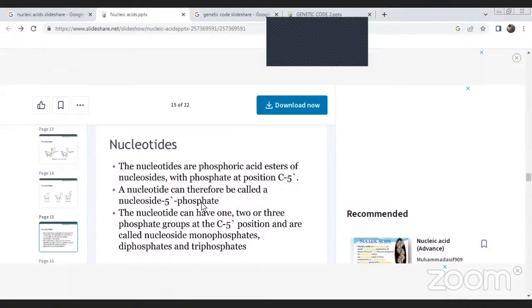What is the meaning of nucleotides? Nucleotides are the phosphoric acid esters of nucleosides. The phosphate is at position C5, and the nucleotide is also called nucleoside 5'-phosphate. Especially, nucleotide means nitrogen base plus phosphate plus sugar. So this is the fifth position, where the phosphoric acid esters are formed. The nucleotide can have one, two, or three phosphate groups at the C5 position and is called a nucleoside monophosphate, diphosphate, or triphosphate.